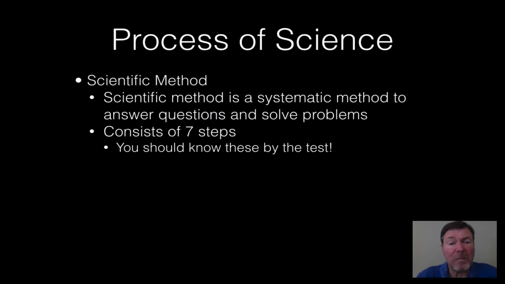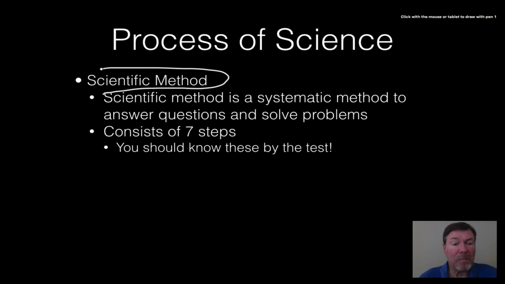First of all, the process of science is basically the scientific method. The scientific method is a process of 7 steps that we will be discussing in class or on a video. It's a systematic method of answering questions and solving problems.